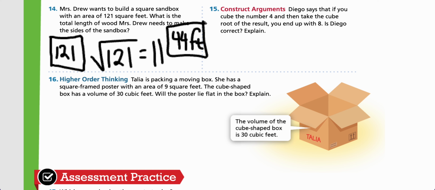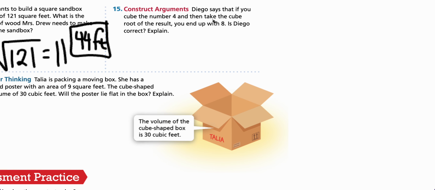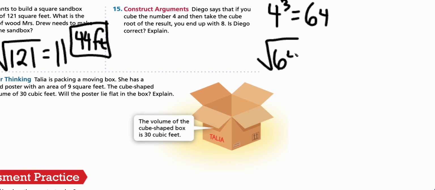All right, Diego says that if you cube the number 4, then take the cube root of the result, you end up with 8. Is Diego correct? If you take 4 cubed, you get 64. And then you take the cube root of the result, you get 8? No, you said cube root, but that's a square root. You need to put a 3 in the notch now.